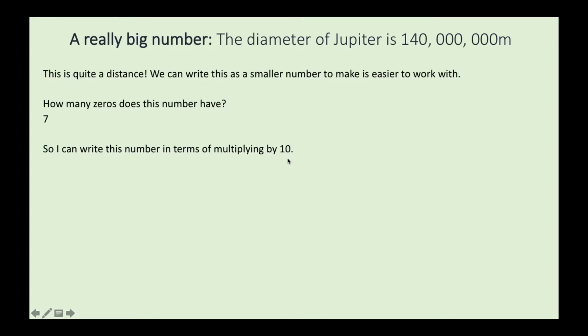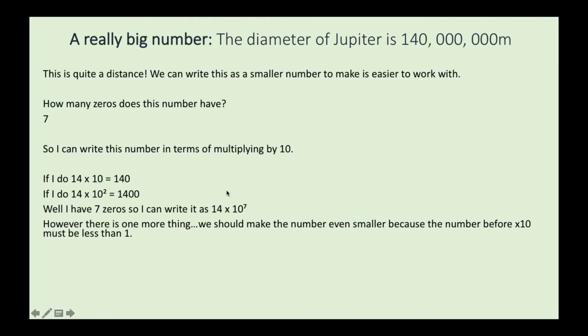I can now write this number in terms of multiplying by 10. So let's say, for example, I had 14 and I times it by 10. That just gives me 140. I just add a 0 on. If I had 14 and I times it by 10 squared, 10 squared is 10 times 10, which is 100, then I would get 1,400. So this 2 represents how many zeros I have. Here I have 7 zeros. So I can write down 14 times 10 to the power of 7, which makes this number smaller and I can work with it easier.